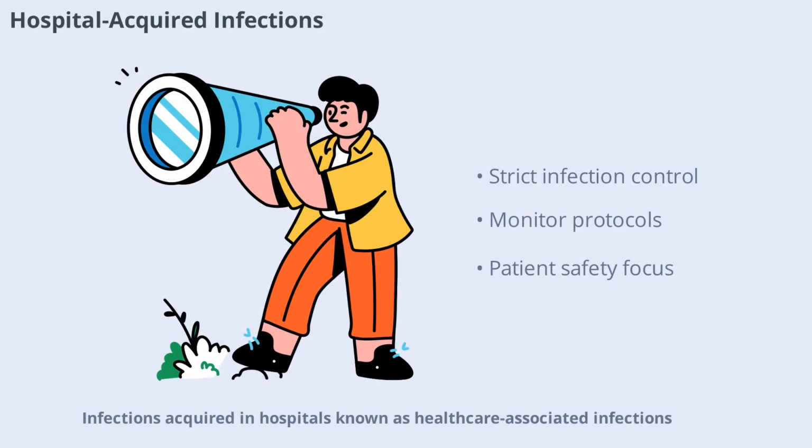Infections acquired in hospitals, known as healthcare-associated infections, are a significant concern. These can occur after surgery, from medical devices, or through contact with other patients. Strict infection control practices such as hand hygiene and sterilization are essential to prevent these infections. Hospitals continually monitor and improve their protocols to keep patients safe.